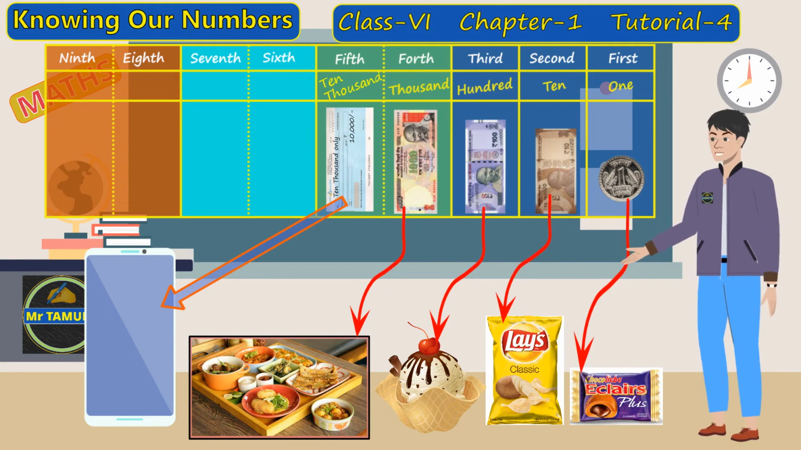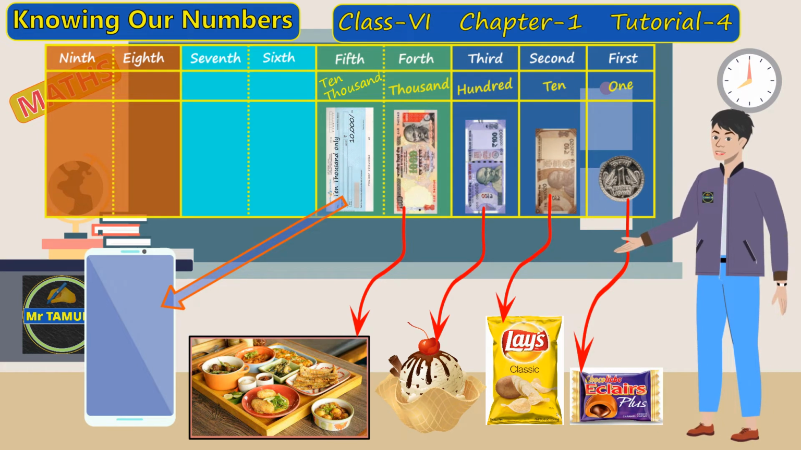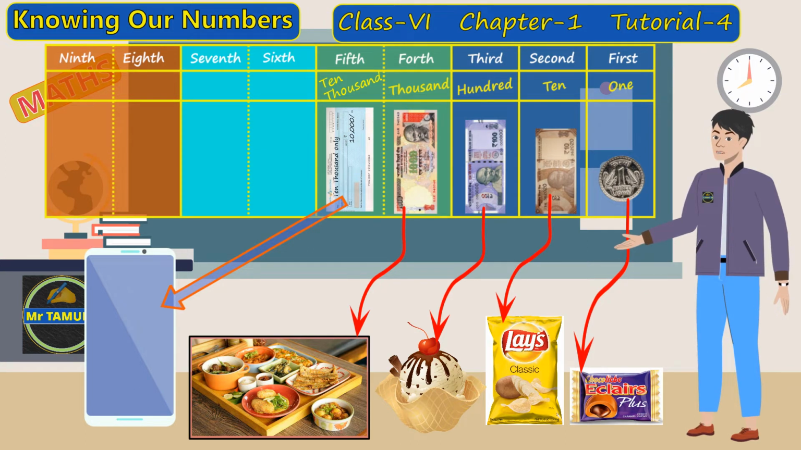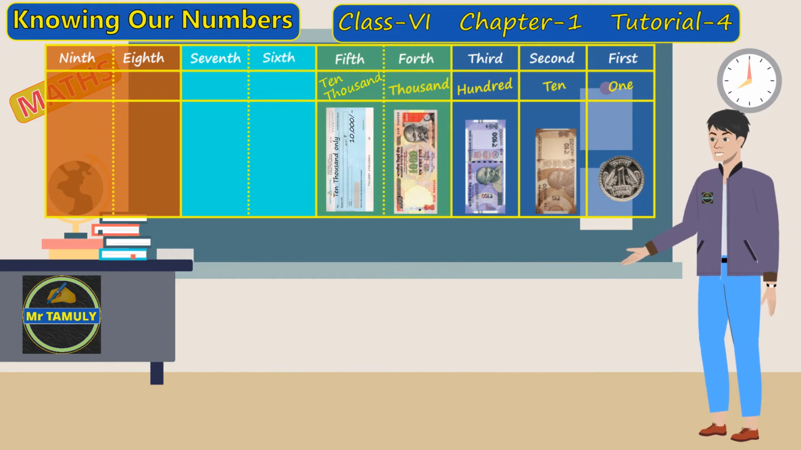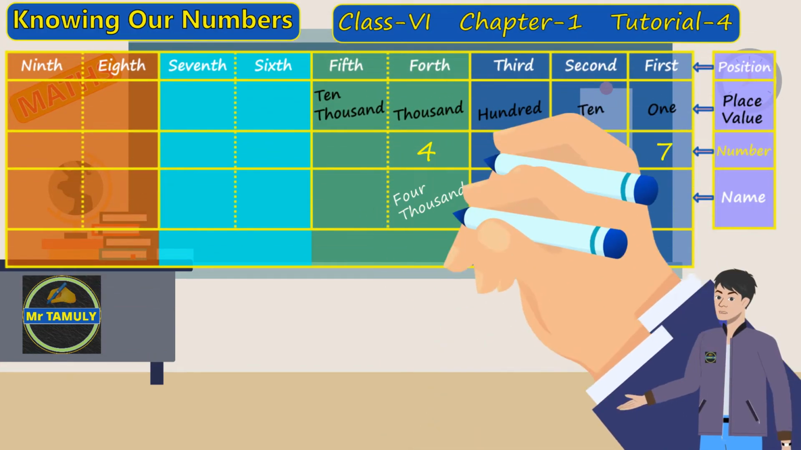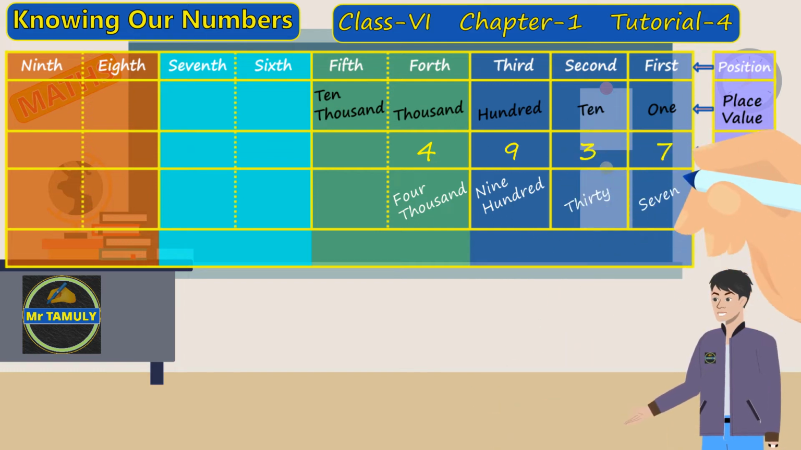In other words, we utilize the name of the fourth position in order to derive the name of the fifth position. I shall now show you some examples which will help you clearly understand the method of naming numbers. Our first example is the number 4937. Name of this number is 4937.